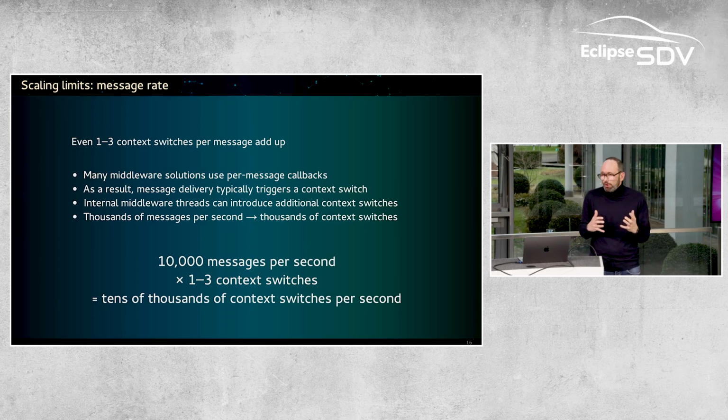So this means if you have like 10,000 messages per second, you will have tens of thousands of context switches per second. And I've seen systems where we had more than 50,000 of these context switches per second on a single core. And there are certain boundaries where it just starts hurting.